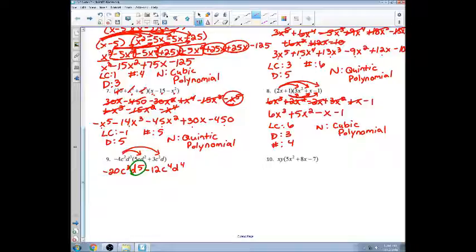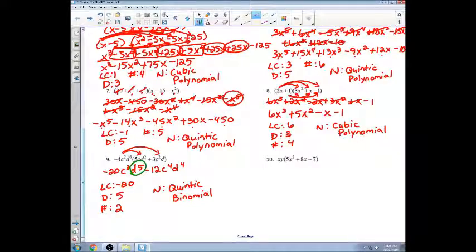So I can classify. My leading coefficient would be negative 20. My degree would be the largest exponent again, so my degree would be 5. My number of terms, I only have 2. So now I can name my polynomial. Well, since my degree is 5, it would be a quintic. And the number of terms is 2. It would be a binomial, bi being like a bicycle. A bicycle has 2 wheels. The number of terms is 2, so it's a binomial.